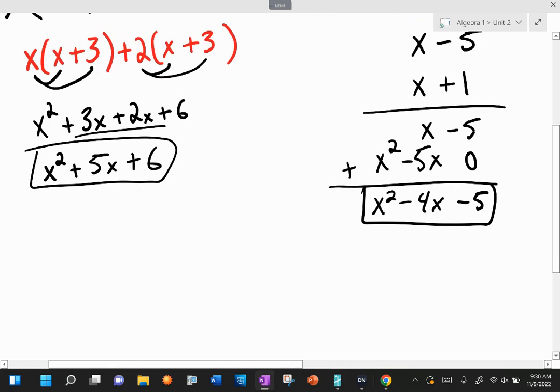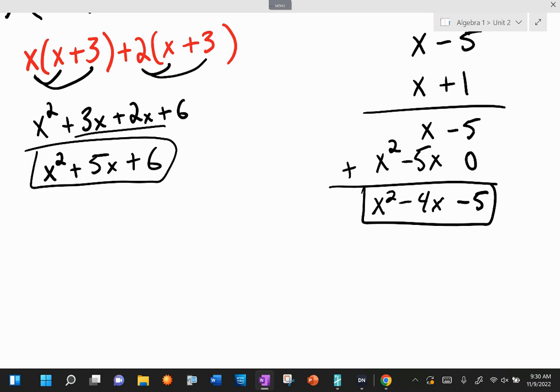Scroll up a little bit. There you go. X squared minus 4x minus 5. Okay? Any questions? Cool beans. Yeah, 1x minus 5. Yes.